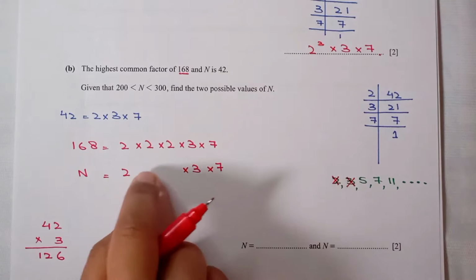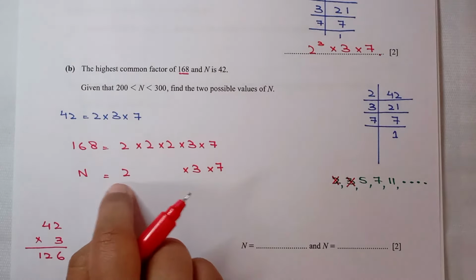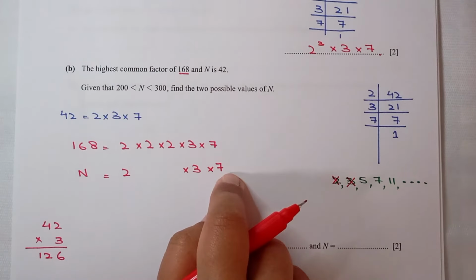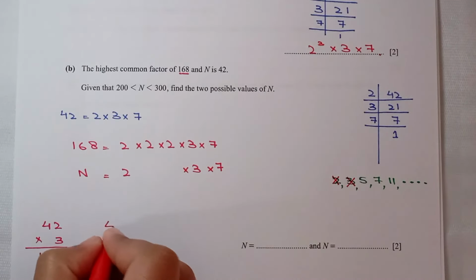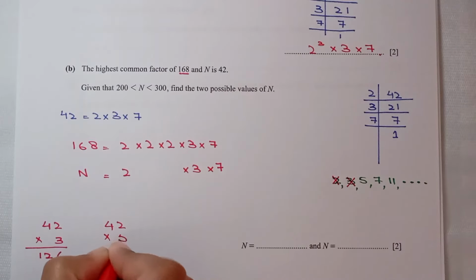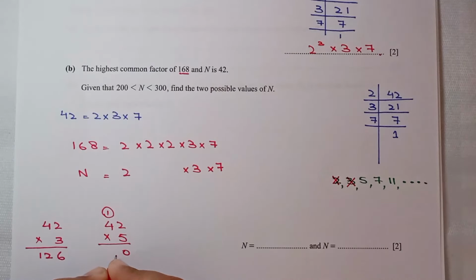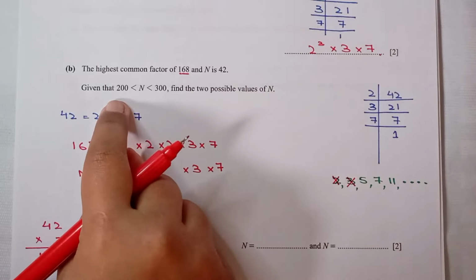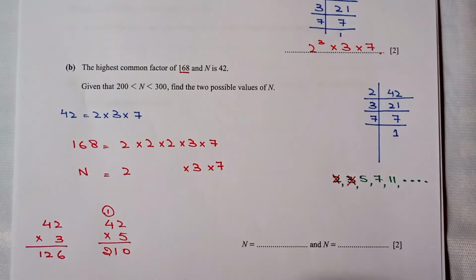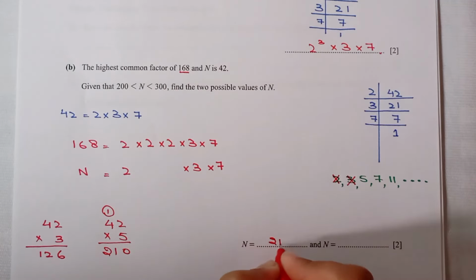Let me take 5. If I put 5 over here, so this number is 2, 3 and 5, 7 is 42. 42 times 5, 5 times 2 is 10, 5 times 4 is 20 and 21. So 210 lies in the range of 200 and 300. So the first number for n is 210.